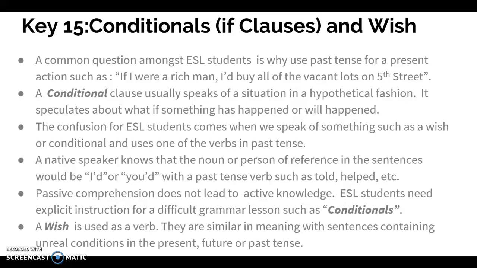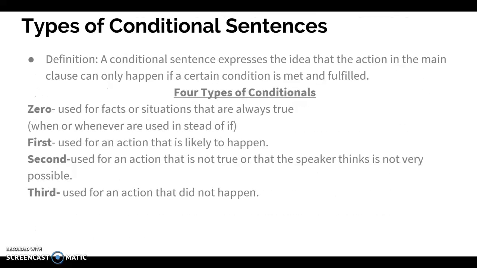A wish is used as a verb. They are similar in meaning with sentences containing unreal conditions in the present, future, or past tense. Types of conditional sentences. Definition. A conditional sentence expresses the idea that the action in the main clause can only happen if a certain condition is met or fulfilled. Once again, we're on zero conditional sentences.